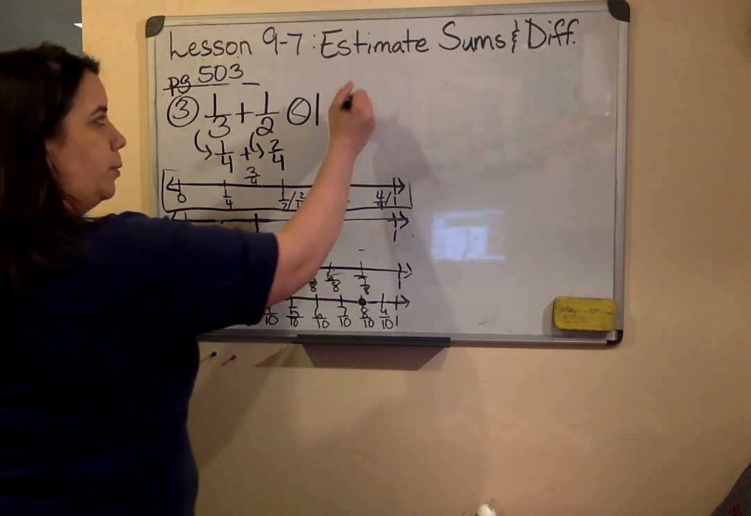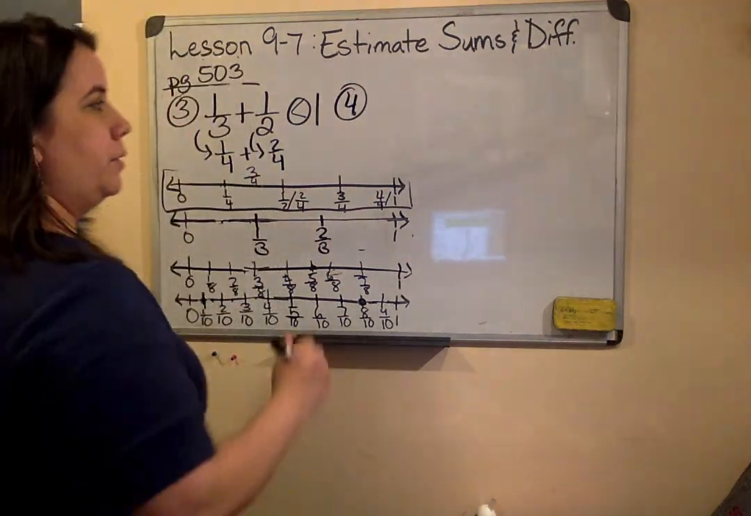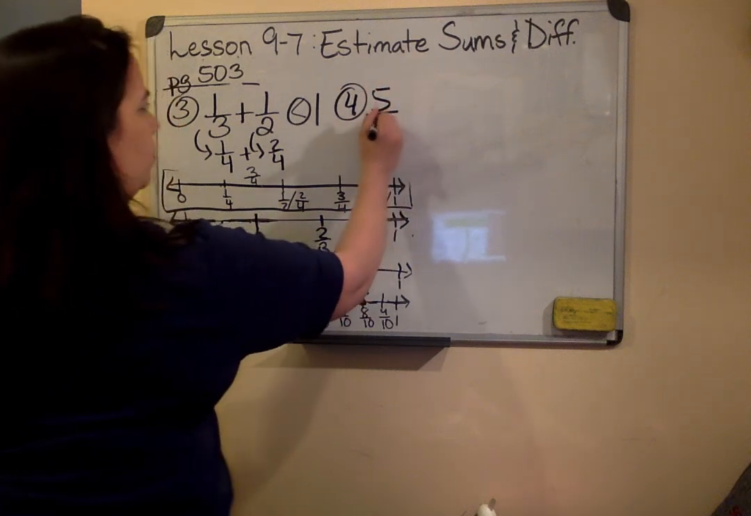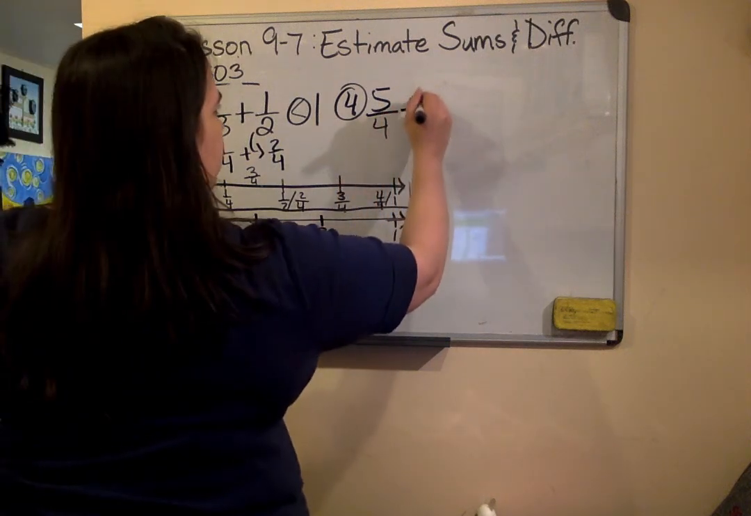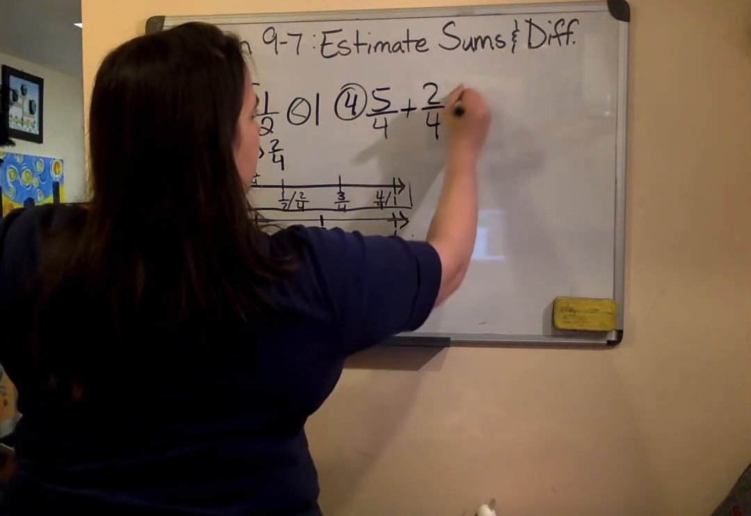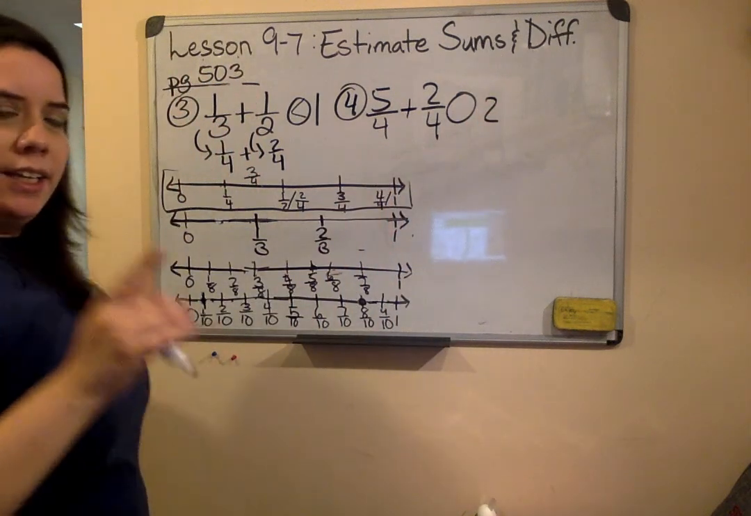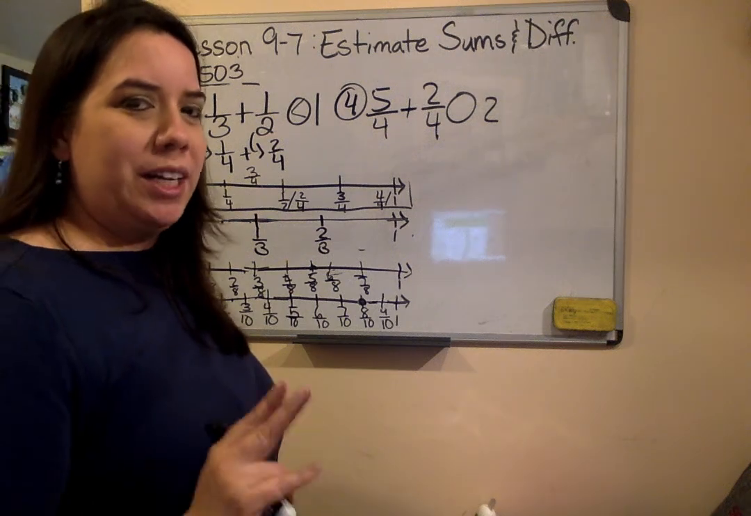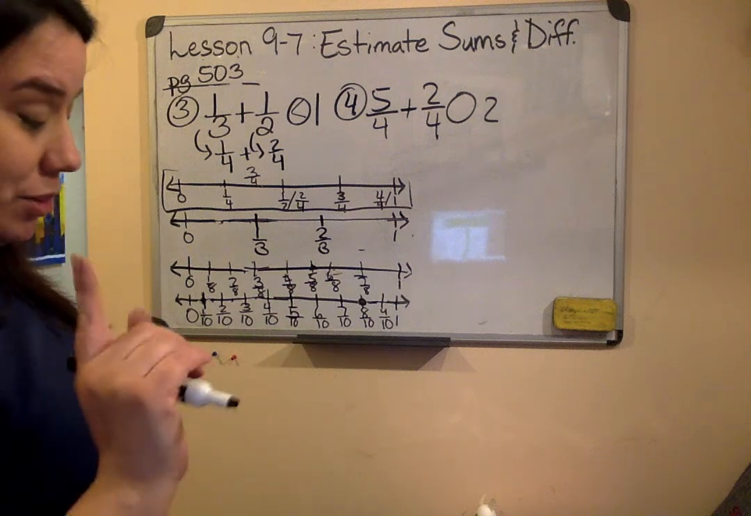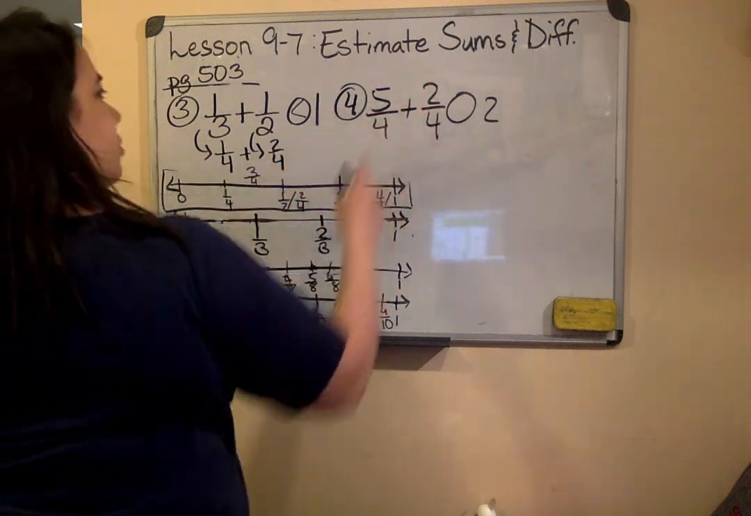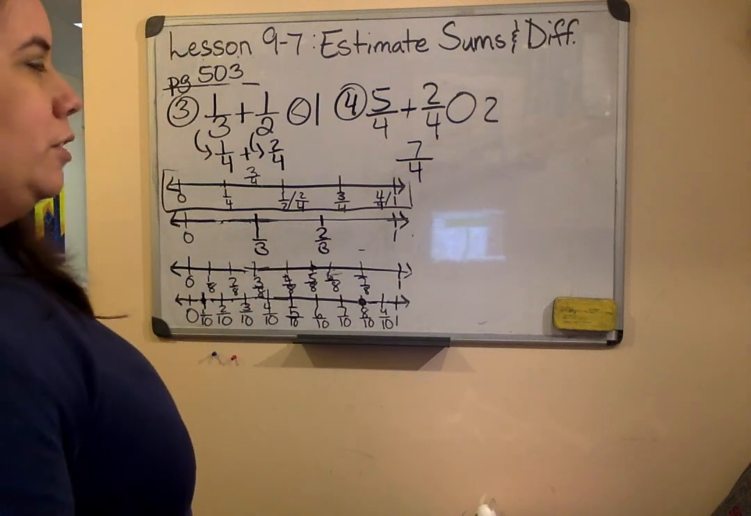All right, let's do number 4 then. So we have 5/4 plus 2/4. Okay, now this one is nice because they have the same denominator. Esta me gusta porque tienen el mismo denominador. So what I'm going to do, I'm just going to go ahead and add them. I'm going to show you why in a minute. So 5 plus 2, that's 7/4. 7 más 2, 5 más 2 es 7/4.